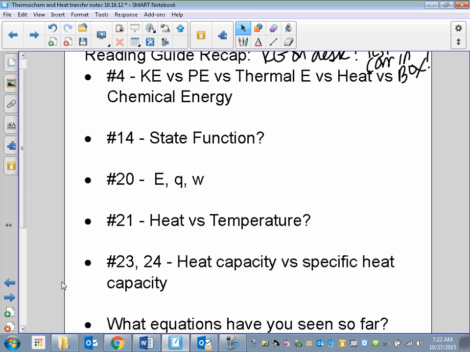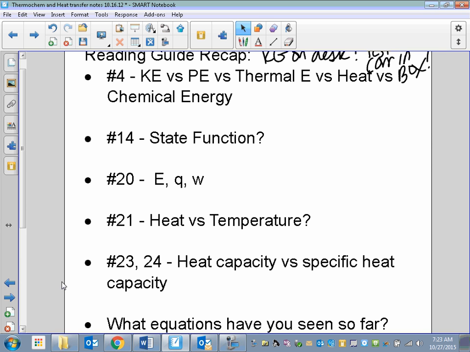Okay, state function. What is a state function? A state function is a value for the state of the system, and not how the system arrived at that state. So what does that mean to you in real people terms? The value is what it is at the time, not concerning any other time.